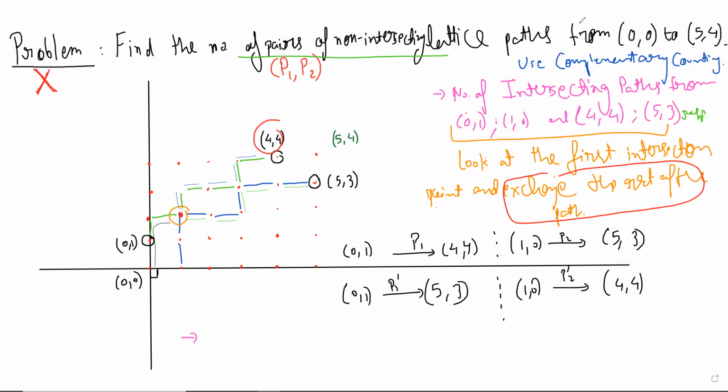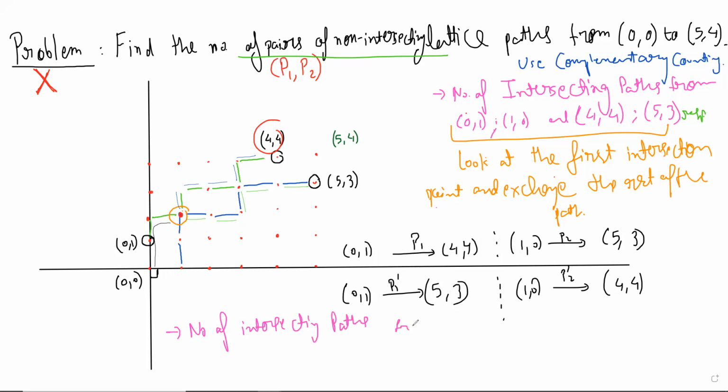Are there any questions you should clarify? I mean, you should obviously go back and think of this again, but it should be clear, at least in the example. So should I assume that it is? So you are exchanging the rest of the path. So what the problem has reduced to is the number of intersecting paths from 0, 1 and 1, 0 to 5, 3. The one that starts from 0, 1 now ends at 5, 3, respectively.